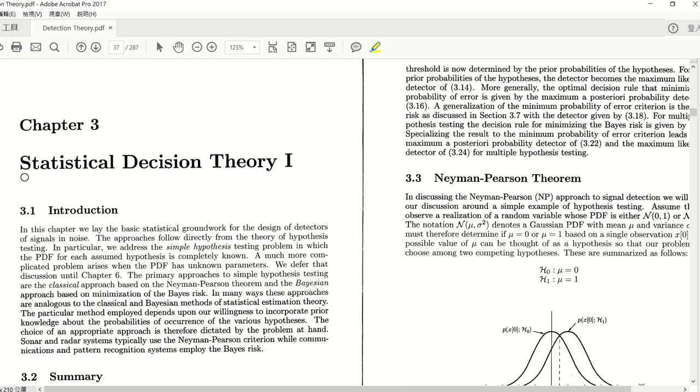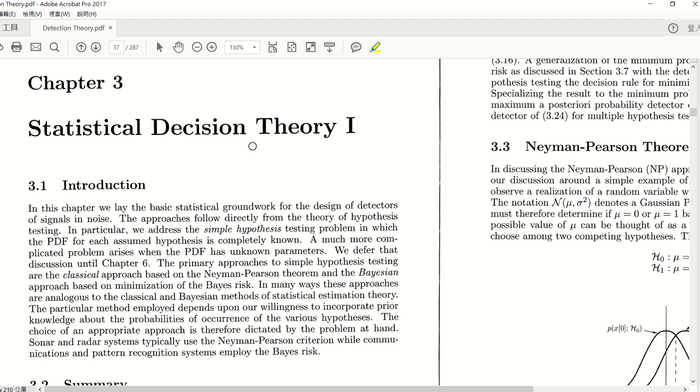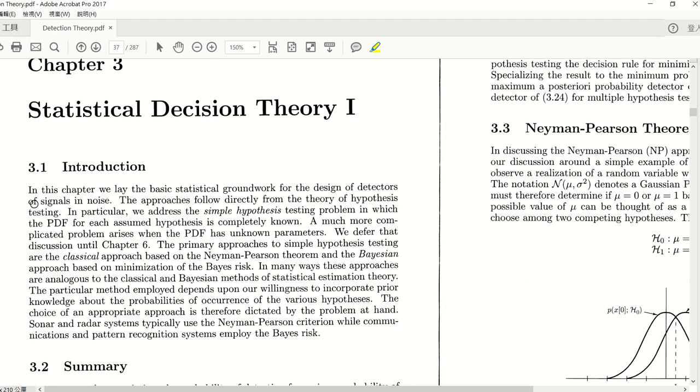We go into statistical decision theory. So in this chapter, we are going to lay the basic statistical groundwork for the design of detectors of signals in noise. Let me just zoom in a little bit. Okay. So we are going to talk about design of detectors in noise. Then an important concept is hypothesis testing.